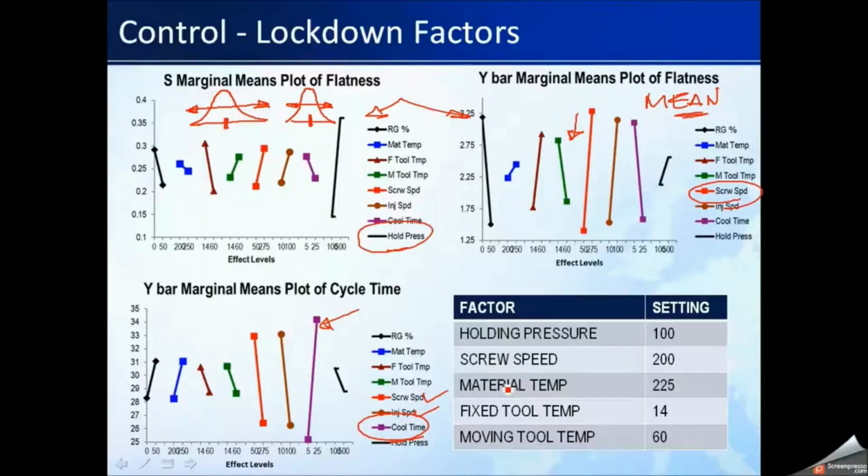So as a result of those simple graphs, they've decided to hold holding pressure at 100, because that was the release variability for flatness. Screw speed's up at 200, material temperature 225, fixed tool temperature has gone to 14, and move-in tool temperature has gone to 60. So they fixed 5 of the variables just using simple graphs. Just took them 12 tests to figure that out. So we've got the flatness now better controlled. We've got the cycle time going pretty quick. So looking good so far.